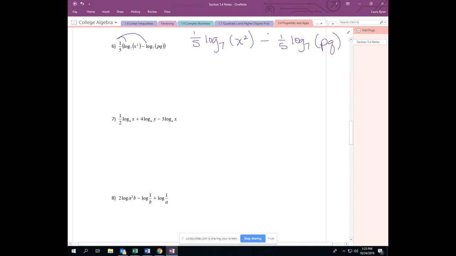Now, once it becomes a coefficient to each part, remember, we're working backwards, so coefficients are going to go up to the top as powers attached to each one of these logs. So the 1/5 is going to come up here and up here, and it looks like log base 7 x squared to the 1/5 power minus log base 7 PQ to the 1/5 power.